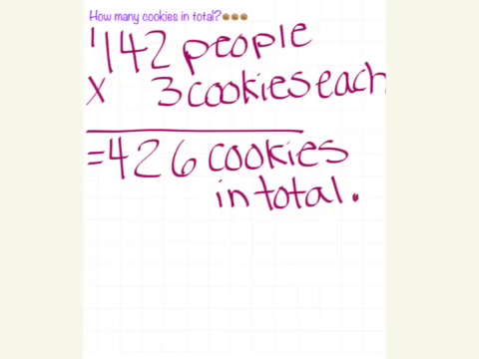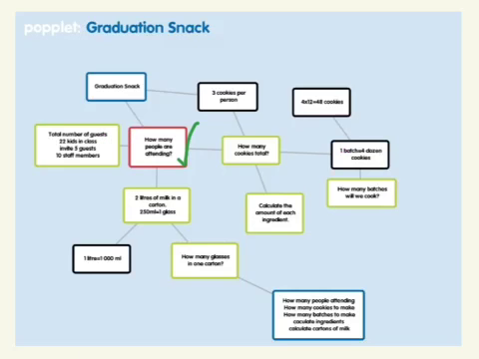This is my calculation. How many cookies in total? 142 people multiplied by the 3 cookies each will equal 426 cookies in total, which means that I have to bake 426 cookies. Now that I know how many cookies in total, I can put a check mark.